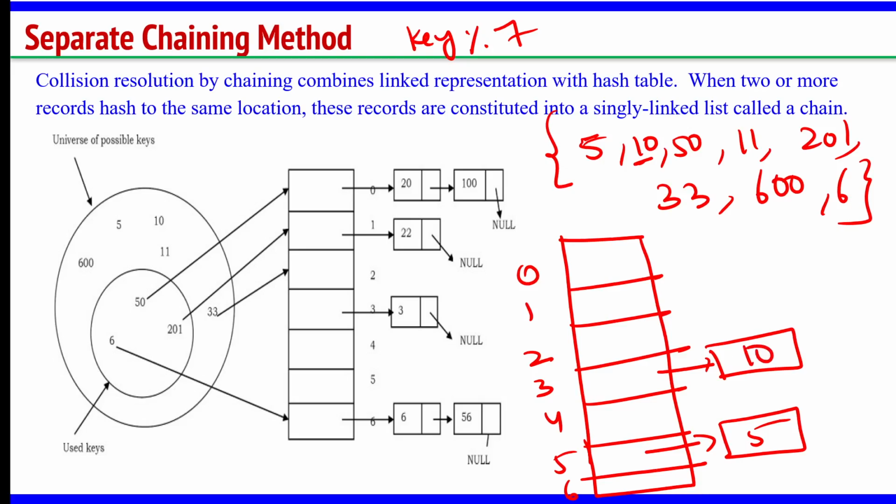I will store that 10. Next 50. 50 modulo 7 is 1. So 50 comes here. Then 11. 11 modulo 7 is 4. So 11 comes here. Then 201. 201 modulo 7. If you calculate, 7 times 20 is 140, and then 210. So what is the remainder here?